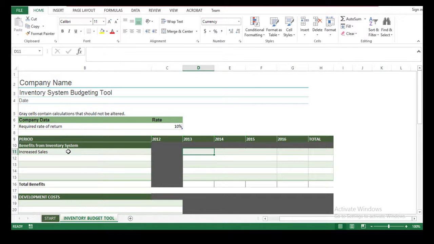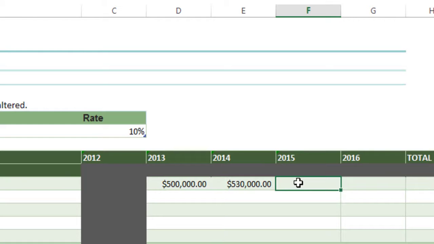In 2013, we expect it's going to be 500,000. In 2014, 530,000. In 2015, 561,800. And in 2016, 595,508.